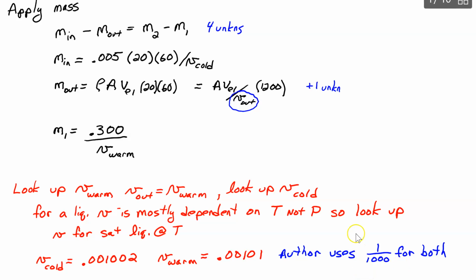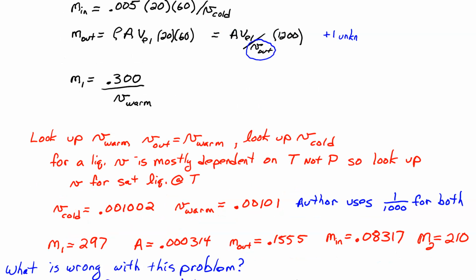Okay, so now what you're going to do is solve the equation. So give it a try, pause the video, and then give it a try. Okay, so here you can see what the correct answers are. m1 is 297, the area, mass out, etc. The final answer he's looking for is m2, 210. I think he comes up with 212. But anyway, that's because he uses a different density for the water.